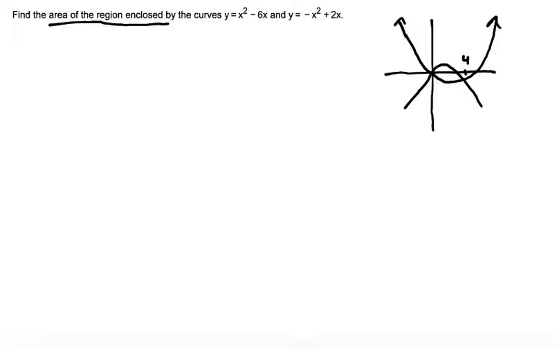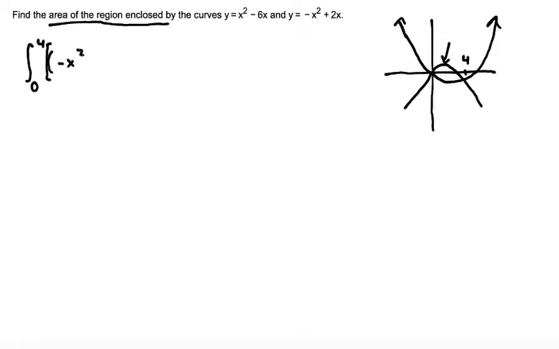So that gives me my lower bound and my upper bound being 0 and 4 of my x values. And then when I'm finding an area of a region enclosed, I always want to set this up as the top region minus the bottom region. So the top region is this one, the top function I should say. The top function is the negative x squared plus 2x.